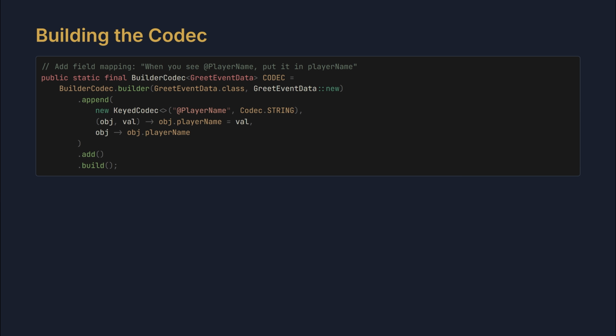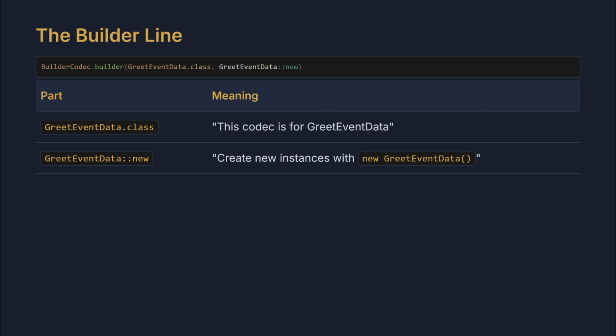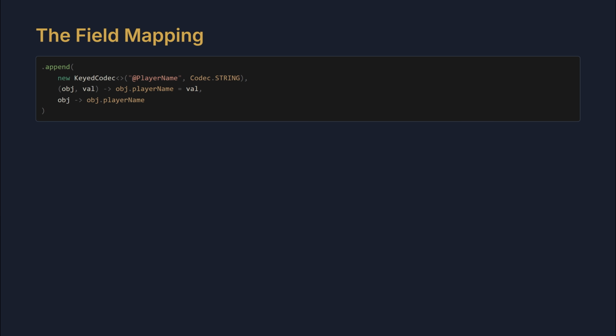Next, I want to add a field mapping. I do this with the .append and .add method after that, which basically says, hey, when you see add player name, please put it in the property playerName. Let's deconstruct this code step by step. I have my builder, which says this codec is for GreetEventData, and please create new instances with new GreetEventData. Then I have the field mapping, which says this field called add player name is a string, so please handle it as a string.